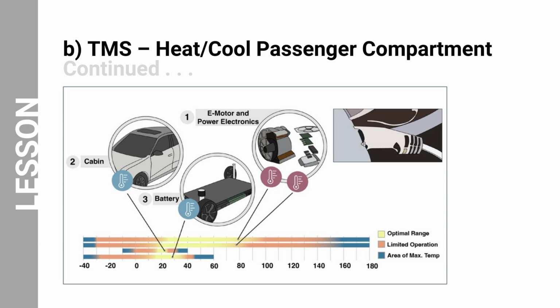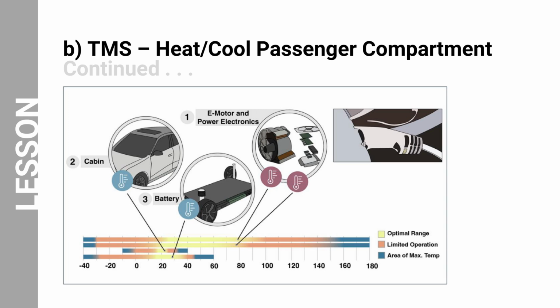The e-motor and power electronics are components that convert electrical energy into mechanical energy. It is also responsible for controlling the speed of the vehicle. The e-motor and power electronics generate heat, which needs to be dissipated by the TMS. The motor and power electronics need to be kept at a safe temperature.